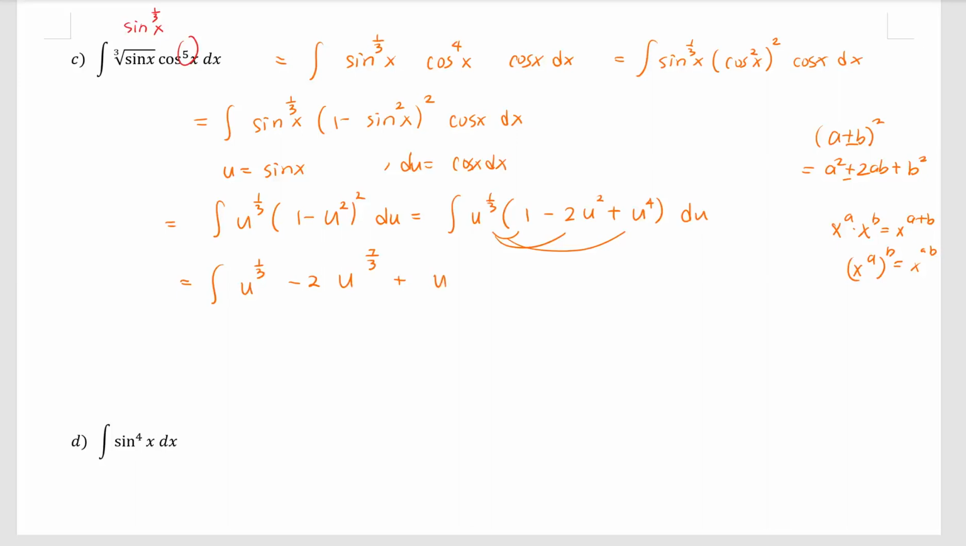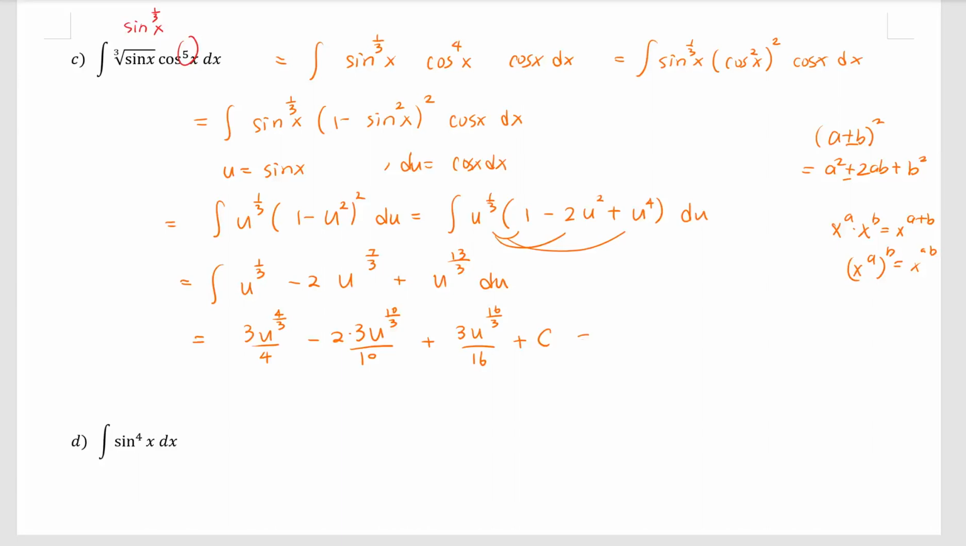And u to the 1/3 times u to the 4. 4 is 12/3, so 13/3. Let's integrate, add 1 to the exponents. 4/3 over 4, 3, flip it on top. Add 1 to it, so 10/3, 10, flip the third on top. Add 1 to it, so 16/3 and 16/3.